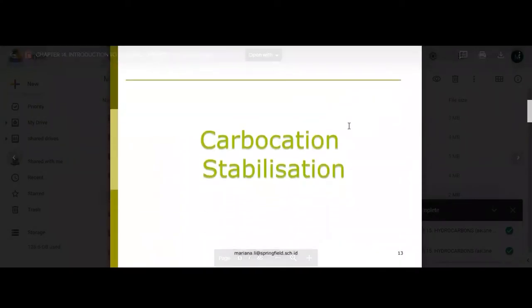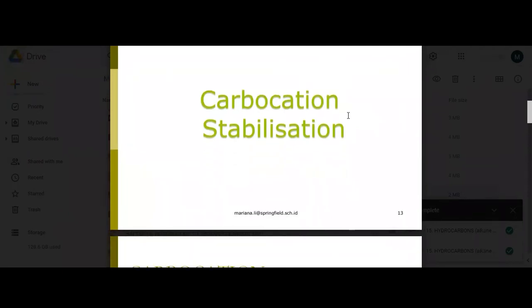Okay, the second topic that we will study is about carbocation stabilization. I hope you still remember what a carbocation is. It is a carbon that has a positive charge, since it is produced from the heterolytic fission in halogenoalkane. So this will produce CH3+, which is the methyl carbocation, and Cl-. Now we want to learn about the factors that affect the stabilization of this carbocation.